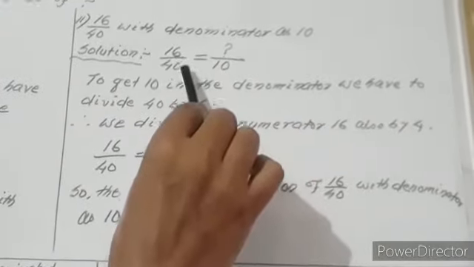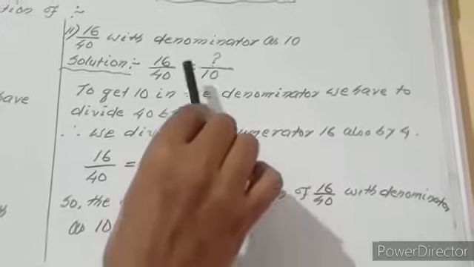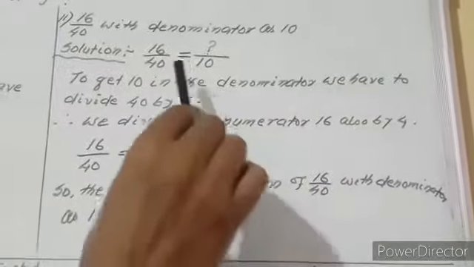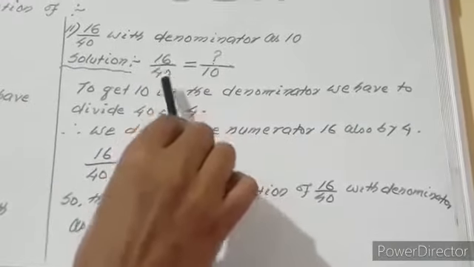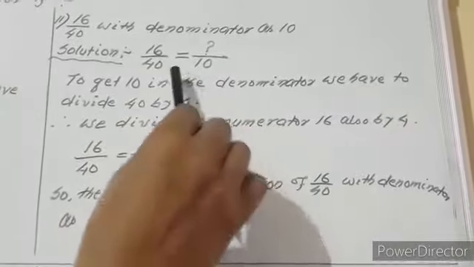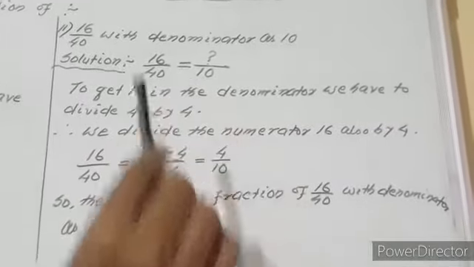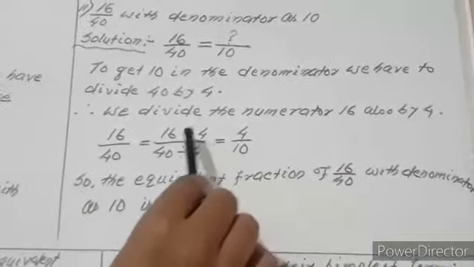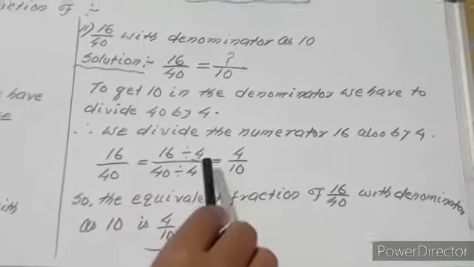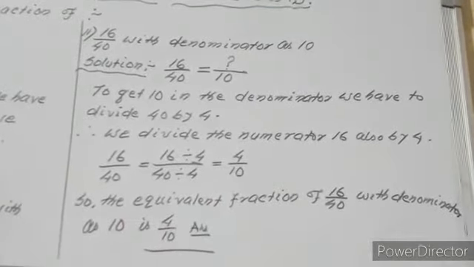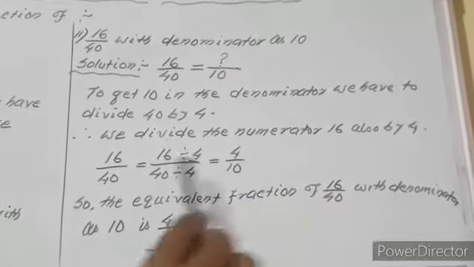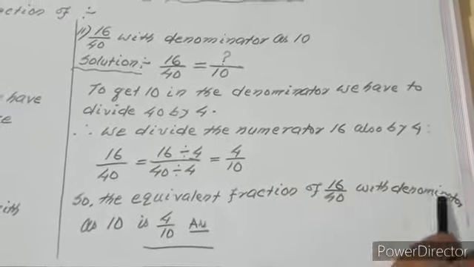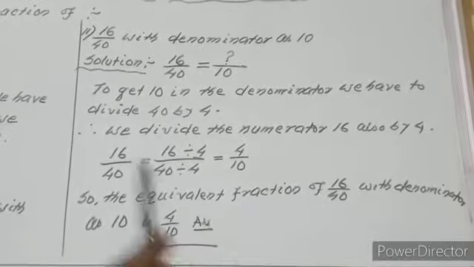When we divide this 40 by 4 we get 10 as the denominator. In the similar way, since we are determining the equivalent fraction, we divide the numerator by the same 4: 16 divided by 4 is 4, upon 10. So 4 into 4 is 16 and 4 into 10 is 40. So the equivalent fraction of 16 upon 40 with the denominator 10 is 4 upon 10.